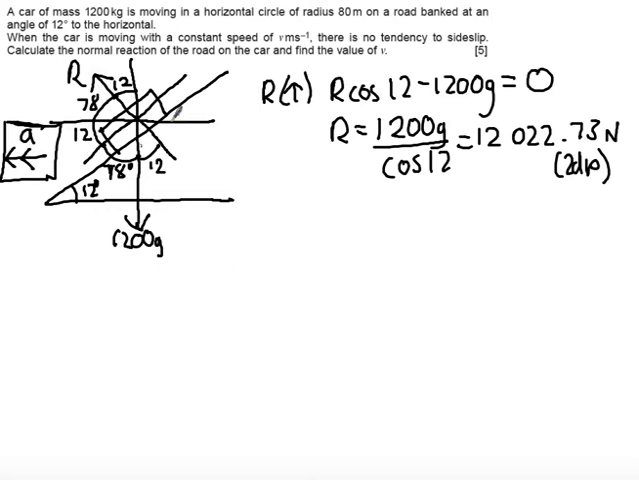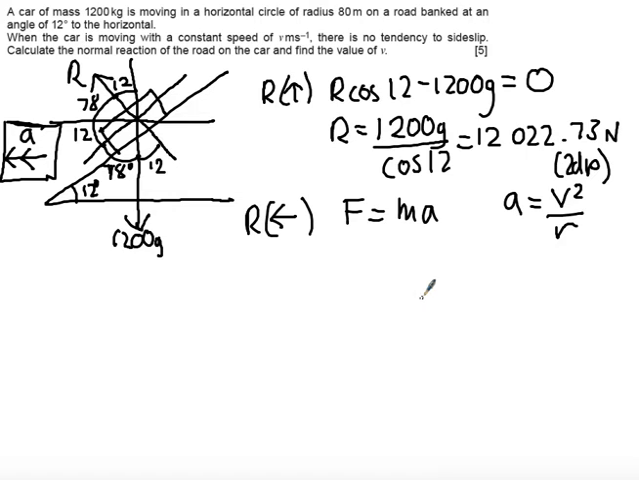Okay, now we've got the normal reaction, we can find the value of the velocity, because what we're going to do is resolve in the direction of acceleration using F equals ma, so Newton's second law, and reminding ourselves, because this is horizontal circular motion, the acceleration is v squared over r. And just remind ourselves from the question, r equals 80.